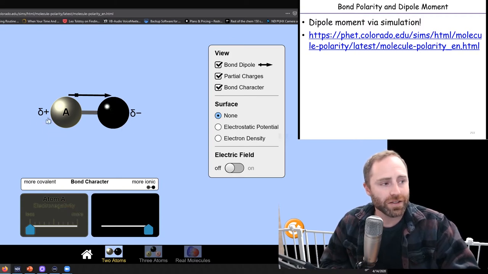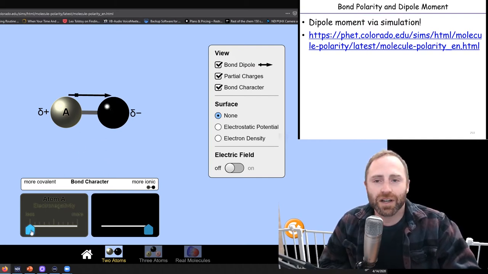So this terminology of partial charges is something that you're definitely going to need to know, and you're going to want to be able to denote that in your writing. So not only do you need to be able to draw your bond dipole arrows, you're also going to need to be able to write out those partial charges.